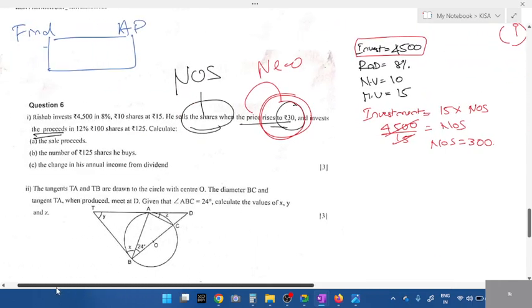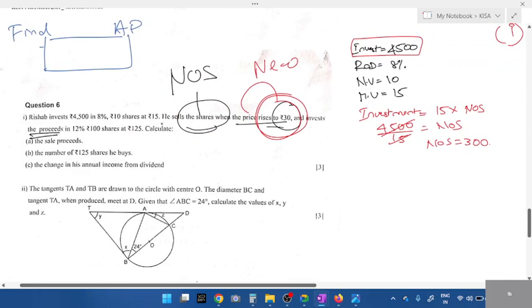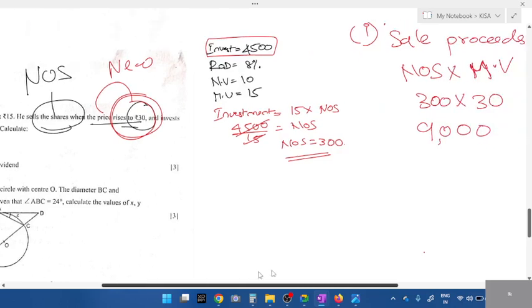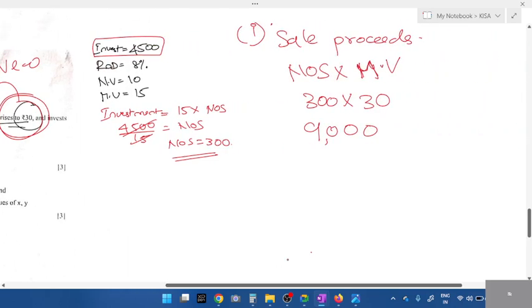First read the question. Look here. First part everyone knows how to solve. Second part, he sells the share. Just because he's selling it, I used the investment formula to find the number of shares. And he invests the proceeds in 12%. Completed till here. I'll do the next part.